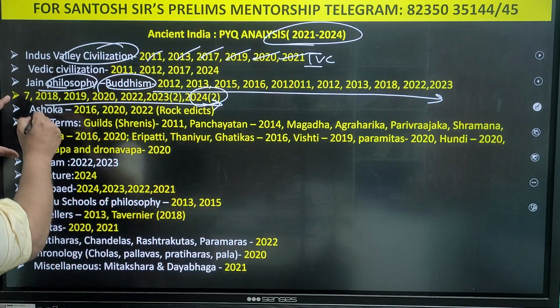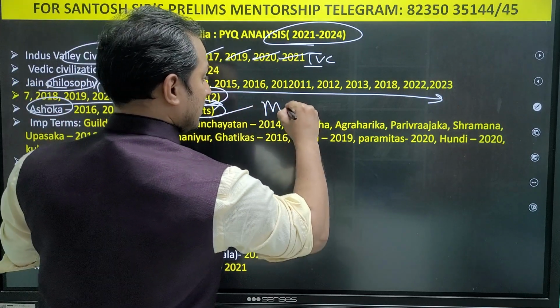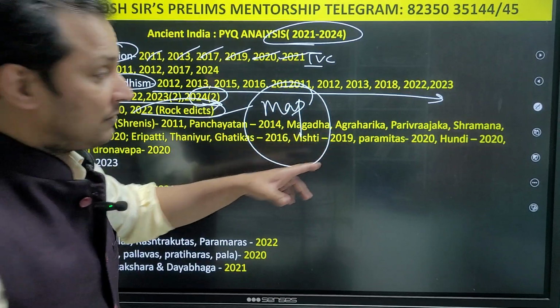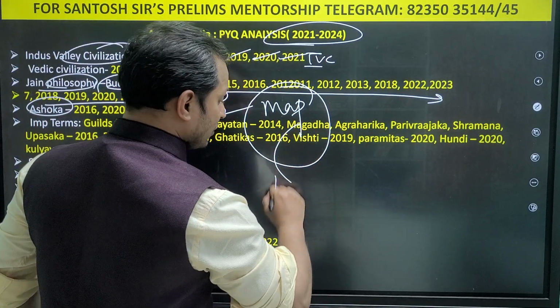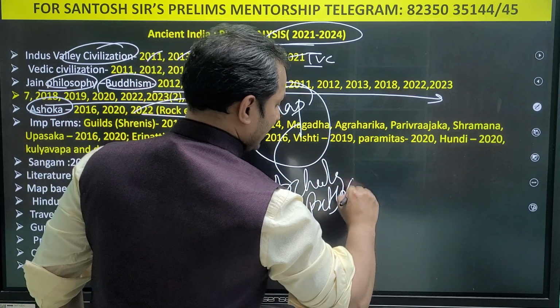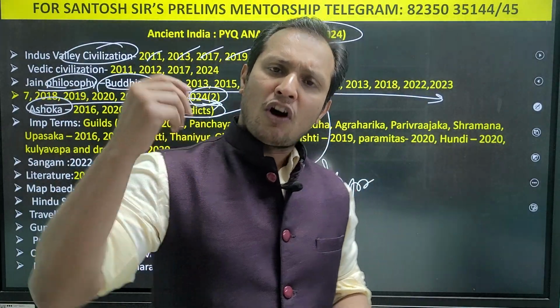Then guys, in recent years, Ashoka and rock edicts. Okay, map based questions. So recently what UPSC is focusing on is map based questions, where they are giving you archaeological sites, prehistoric sites, or they are giving you other sites also. Okay, they are giving you ports, they are giving you rock edicts.